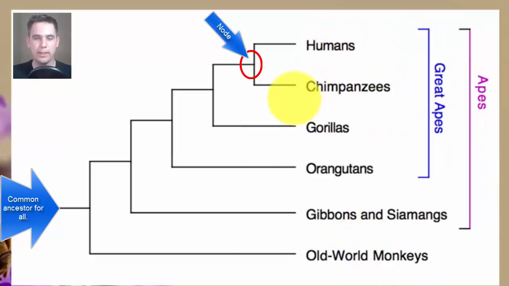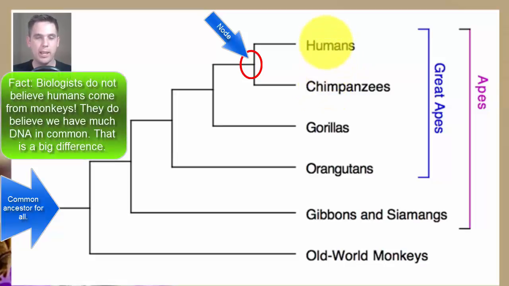Humans and chimpanzees are the most closely related creatures on this list here. That doesn't mean humans come from chimpanzees or vice versa. It just means they share a lot of DNA. Now, gorillas are not as closely related to humans as chimpanzees. Gorillas have less in common genetically with humans than chimpanzees do. But gorillas have the same amount in common genetically with chimpanzees as they do with humans. And we know that because gorillas are 2 nodes away from chimpanzees and 2 nodes away from humans.